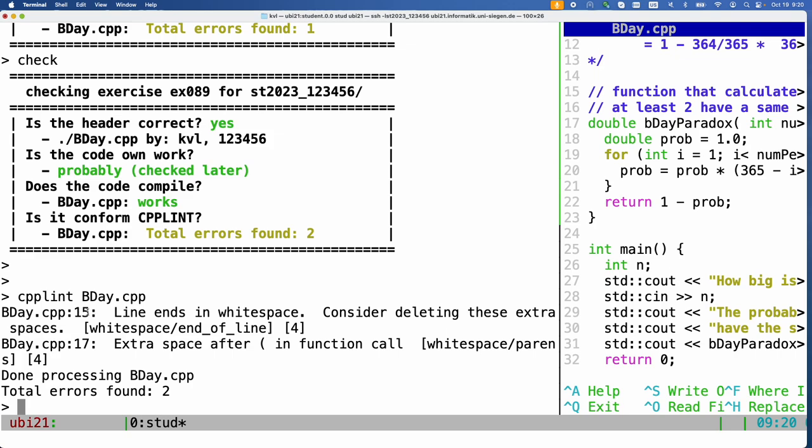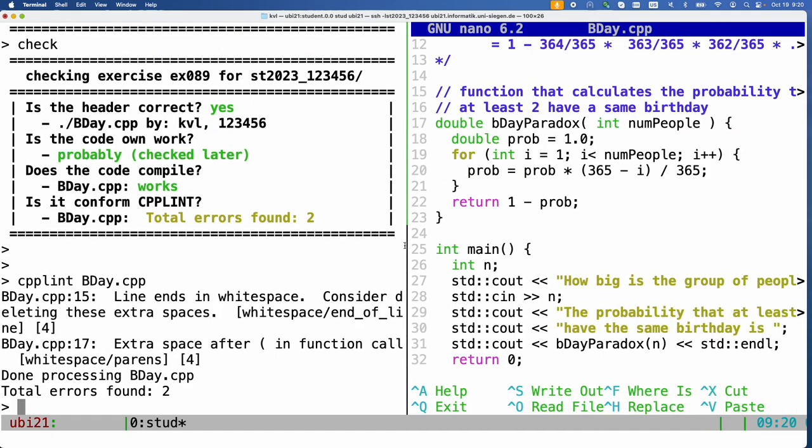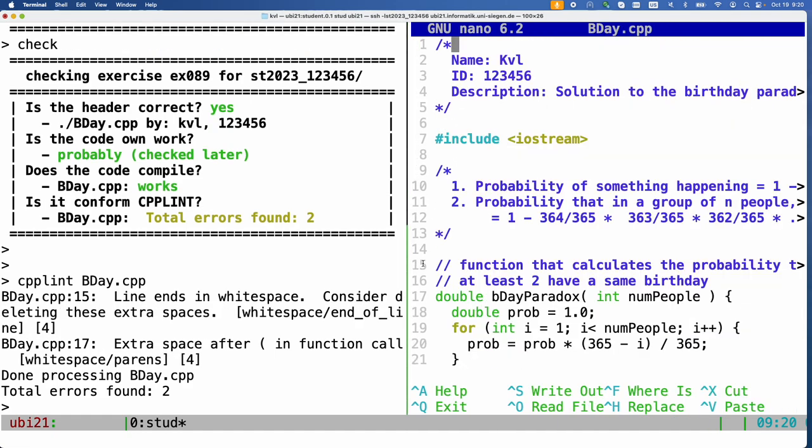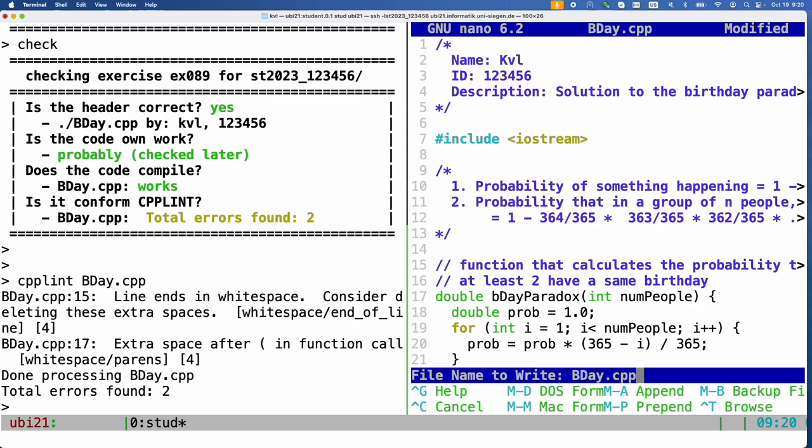Line 15 ends in a white space, and line 17 has an extra space after, oh, what is this? So you can go to the line. Line 15 over here has a space at the end. Exactly, that is this green thing over here. We remove that. Line 17, there's an extra space in the function call that shouldn't be. Okay, that I didn't know. So now it should be compliant.